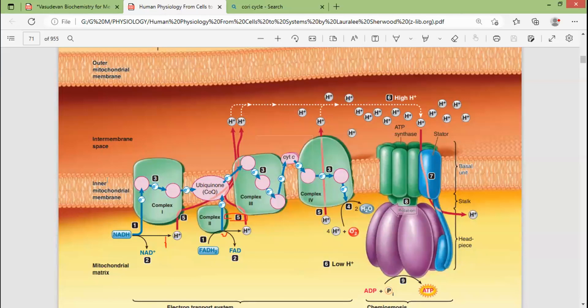If we fast forward and follow this chain of electrons, we'll see they travel from complex 1 and complex 2, they give them to ubiquinone. It goes to complex 3. Complex 3 gives it to cytochrome C. Cytochrome C gives it to complex 4. At complex 4, those electrons will react with oxygen to give water. So in short, oxygen is the one that will accept all of these electrons. That's why oxygen is important. Without oxygen, you die.